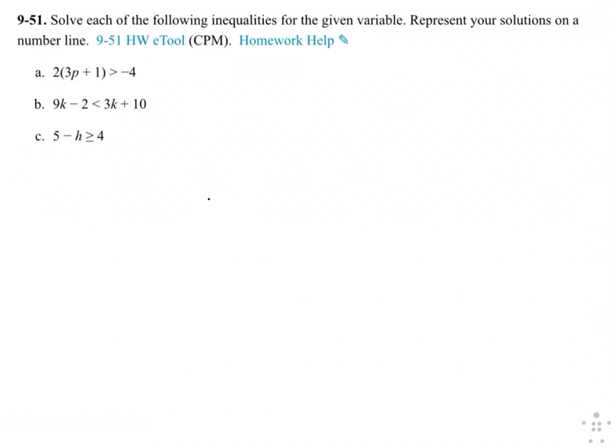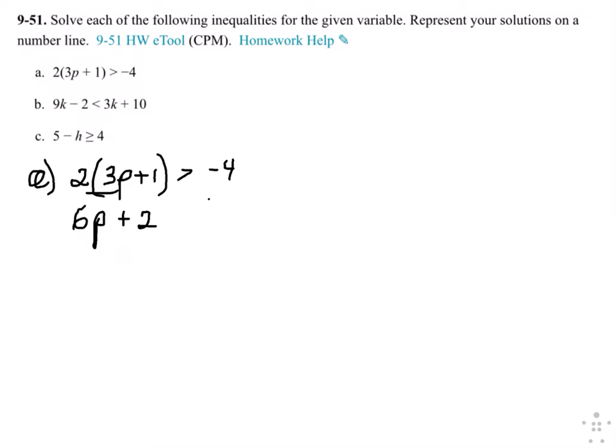Okay, 51, they want us to solve and then represent the answer on a number line. So A is 2 times 3p plus 1 is greater than negative 4. So we distribute and we get 6p plus 2, right? Distribute the 2 in. Is greater than negative 4. We subtract 2 from both sides and we get 6p is greater than negative 6. We divide by 6 and we get p is greater than negative 1.